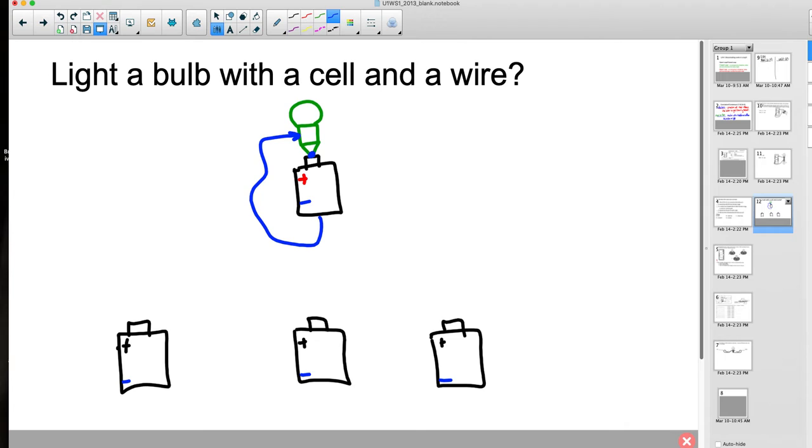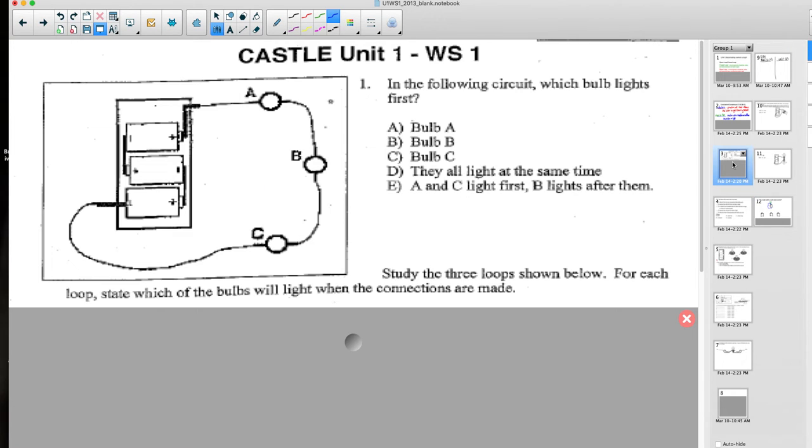You should test those out in class and see if you can come up with those. So on to the homework, and this is really what I made this video for. The first problem on Unit 1, Worksheet 1 says, which of the following bulbs would light first? Bulbs A, B, or C.